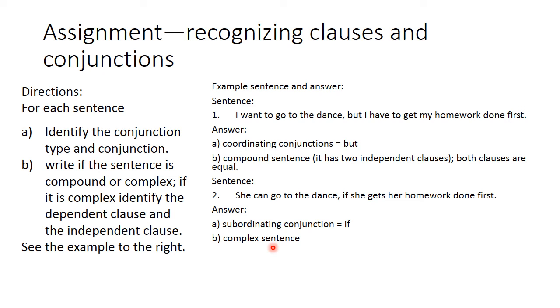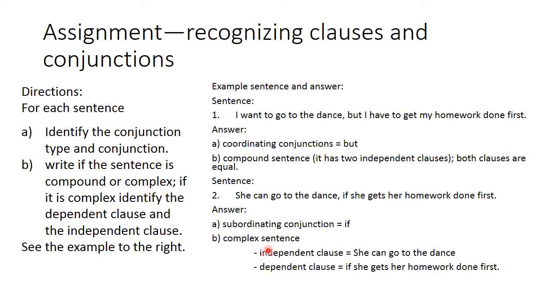All right? And so if you have a complex sentence, you have to identify the parts. The independent clause in the sentence is, she can go to the dance. The dependent clause is, if she gets her homework done. So this is what your assignment will look like. You don't have to rewrite the sentence, but your answers will be 2A and 2B, or 3A and 3B, because you're going to do these two parts for each of the sentences. And the sentences are on the next slide.